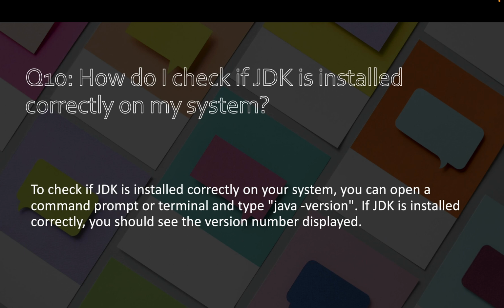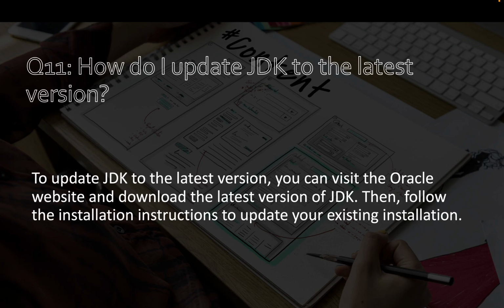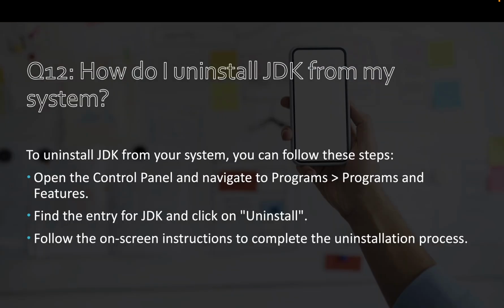Question number 10. How do I check if JDK is installed correctly on my system? To check if JDK is installed correctly on your system, you can open a command prompt or terminal and type java -version. If JDK is installed correctly, you should see the version number displayed. Question number 11. How do I update JDK to the latest version? To update JDK to the latest version, you can visit the Oracle website and download the latest version of JDK. Then follow the installation instructions to update your existing installation.